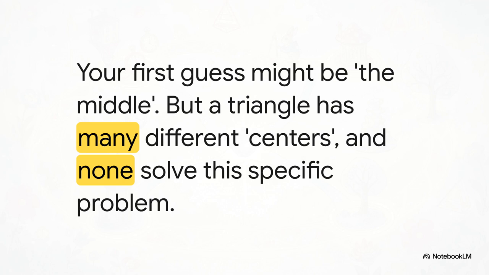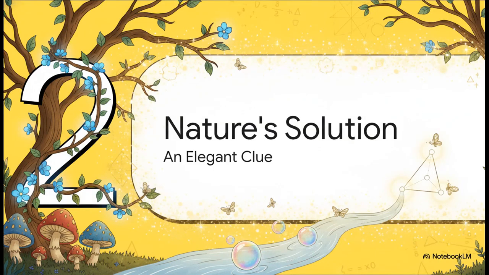But here's the thing. A triangle actually has a bunch of different centers, depending on how you measure it. And it turns out none of the usual suspects are the right answer here. This problem isn't about finding the center of mass or anything like that. It's about minimizing a total distance. We need something totally different. And this is where things get really, really cool.